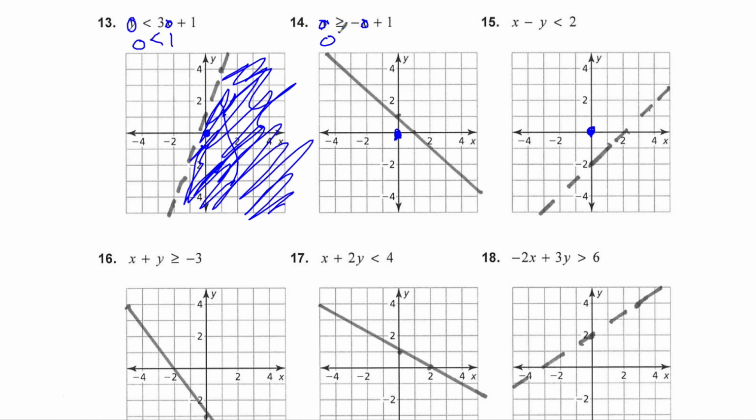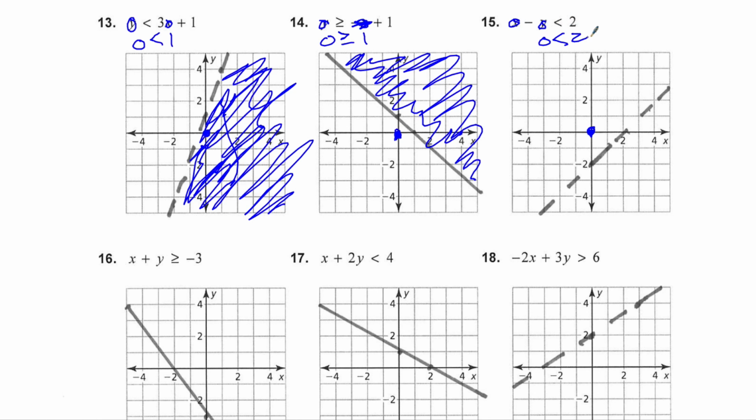So we have 0 is greater than or equal to, that goes away because -0 doesn't matter, 1. Is 0 greater than 1? No. Again, if the answer is no, we shade the opposite side because that's telling us that that point is not part of the solution. 0 minus 0 is 0. Is 0 less than 2? Yes. If the answer is yes, then we shade all of that side.